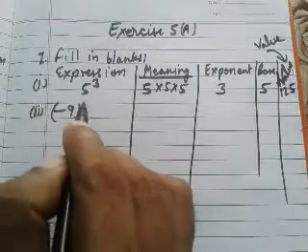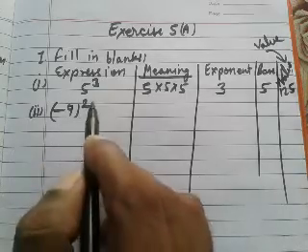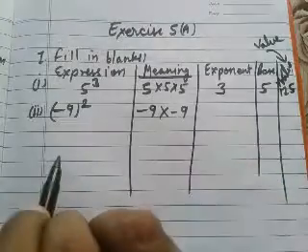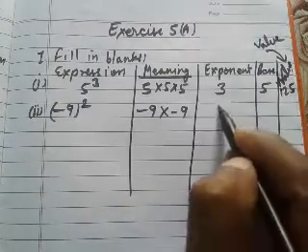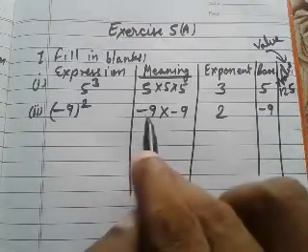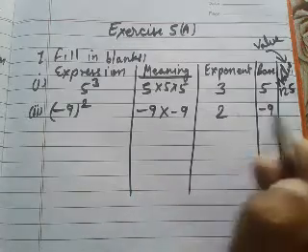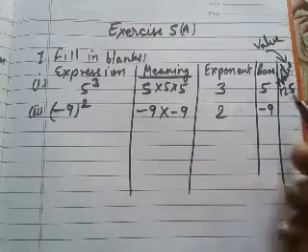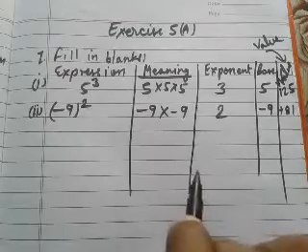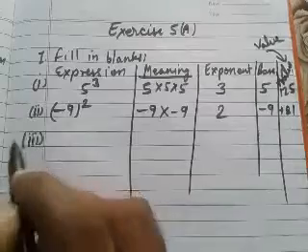Next question is minus 9 to the power 2, or we can say minus 9 square. It means minus 9 is multiplied 2 times, its exponent means power is 2 and its base is minus 9. Its value is multiplying 9 two times: 9 9s are 81, and minus multiplied by minus gives plus. So the answer will be plus 81.